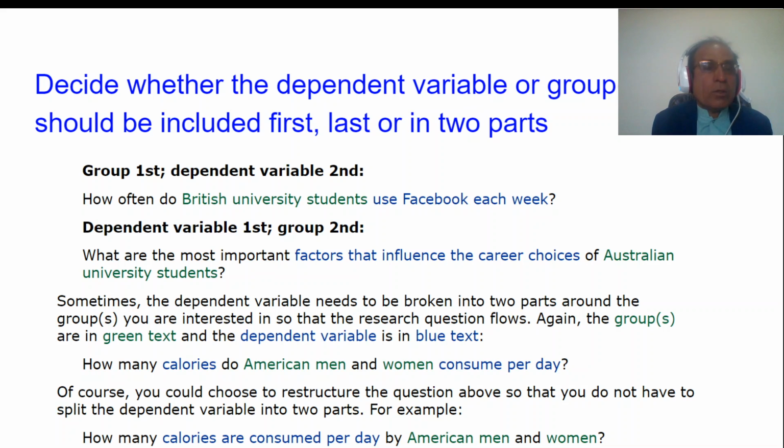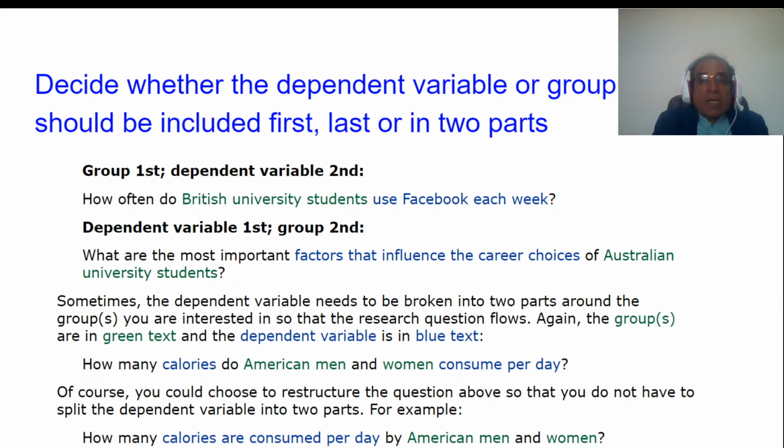Around the group you are interested in, so that the research question flows again. The group is in green and the dependent variable in blue. So please try to understand the example below. How many calories do American men and women consume per day? Here we have calorie and consume per day.